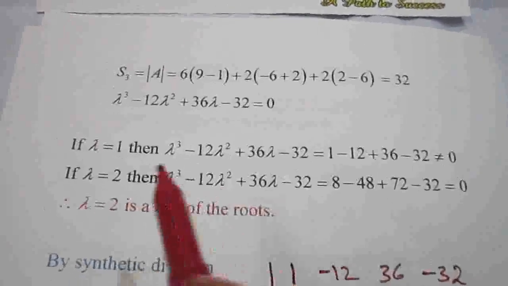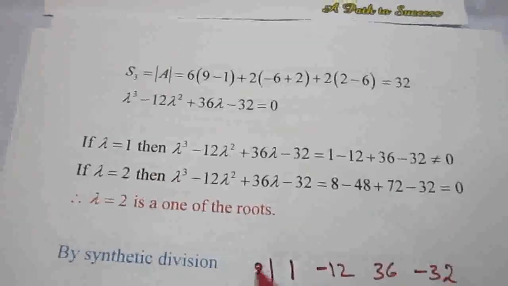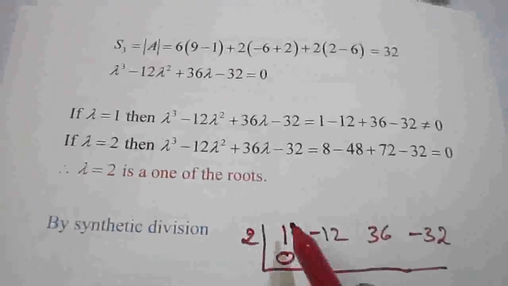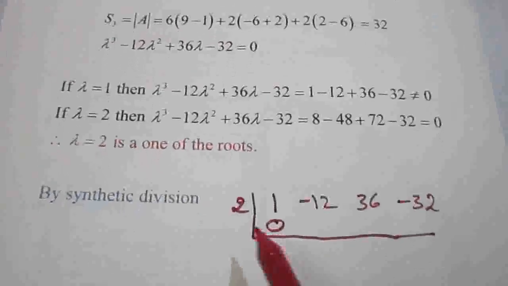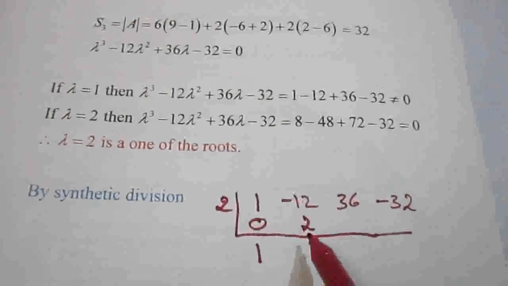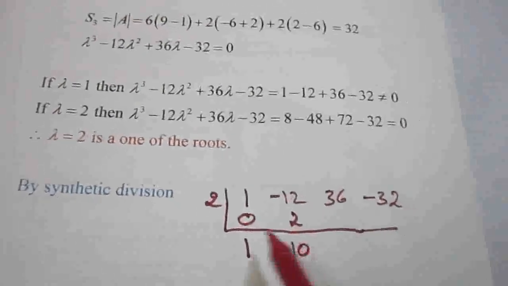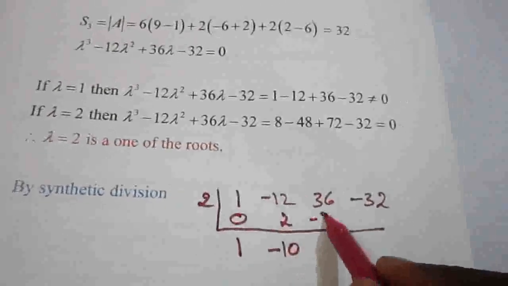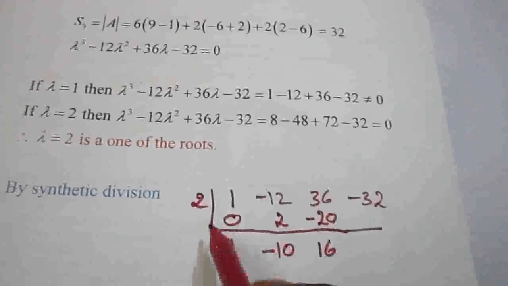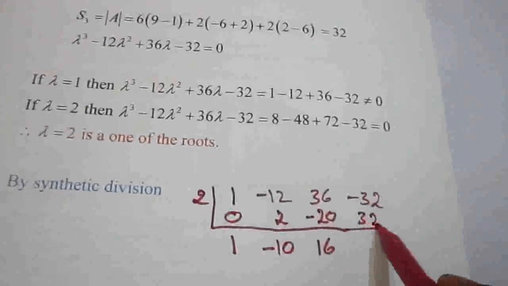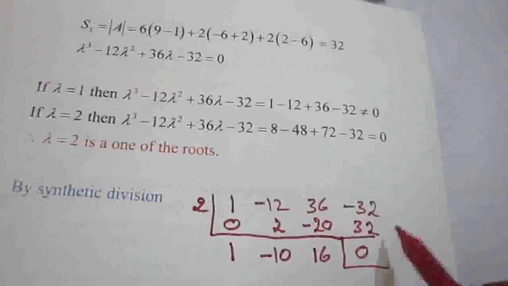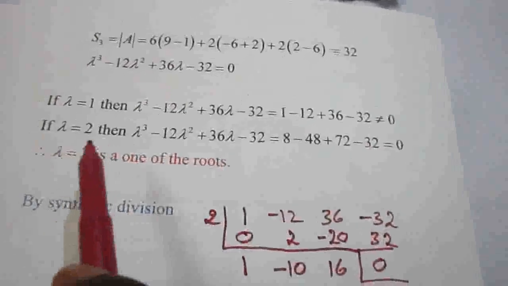Already we found the first root, which is 2, so put 2 here. Here the first term is always 0, so take 1 plus 0 is 1, 2 into 1 is 2, minus 12 plus 2 is minus 10, so 2 into minus 10 is minus 20, 36 minus 20 is 16, 2 into 16 is 32, so minus 32 plus 32 is 0. Definitely we will get 0 here because we get 0 when we put lambda equal to 2.